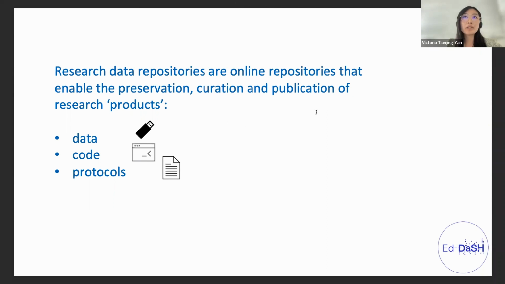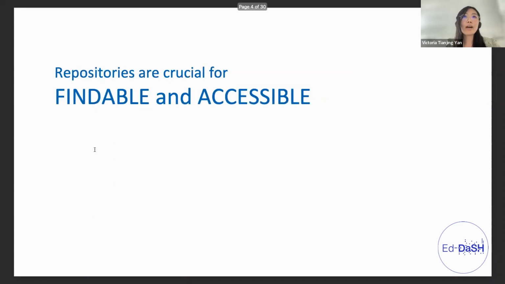So research data repositories are essentially online repositories that allow preservation, curation, and the publication of your research products. One thing that we always advocate with EMBL Open Science is that your research scholarship is much more than just the publication. The publication, we sometimes even think about it as an advertisement to your research discoveries. And what really holds it up is the actual data, software, and everything that is needed to create those figures. So now it's important to think about actually sharing those, your data, your code, and your protocols. So repositories are important for these two elements of FAIR, the findability and accessibility.